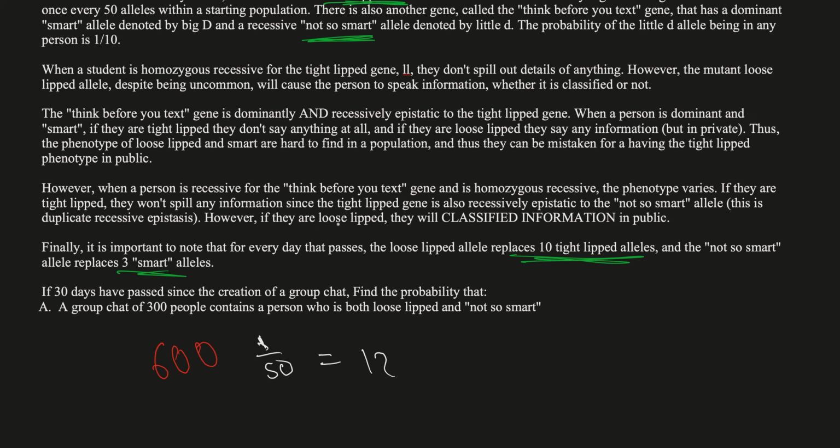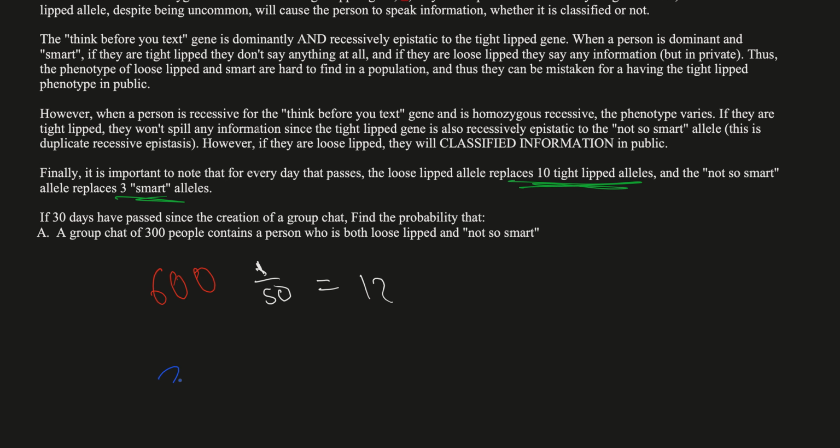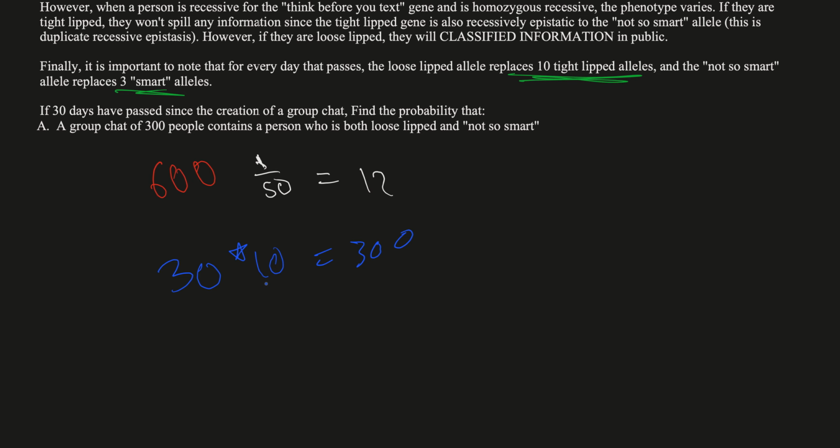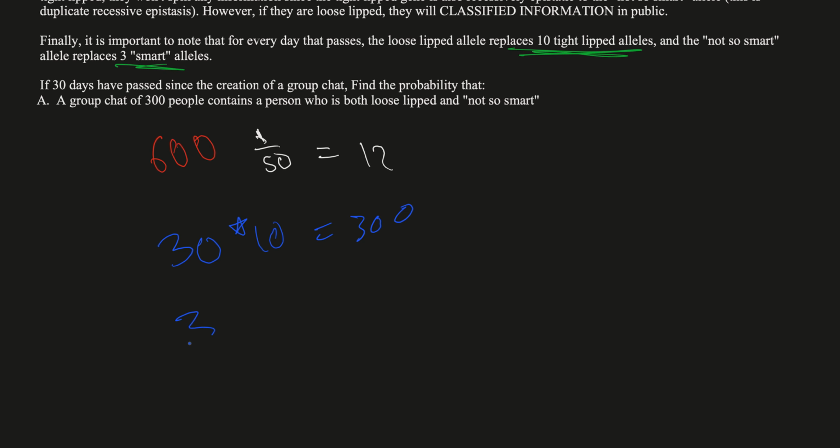And every day that passes by, you get 10 tight-lipped alleles switching into loose-lipped, right? So we're going to do our calculations over here. We got 30 days times 10. That's 300 alleles. So 300 out of our 600 turned into loose-lipped. So now we have 312 alleles that are loose-lipped. 312, right? So it's about 1/2 is loose-lipped.